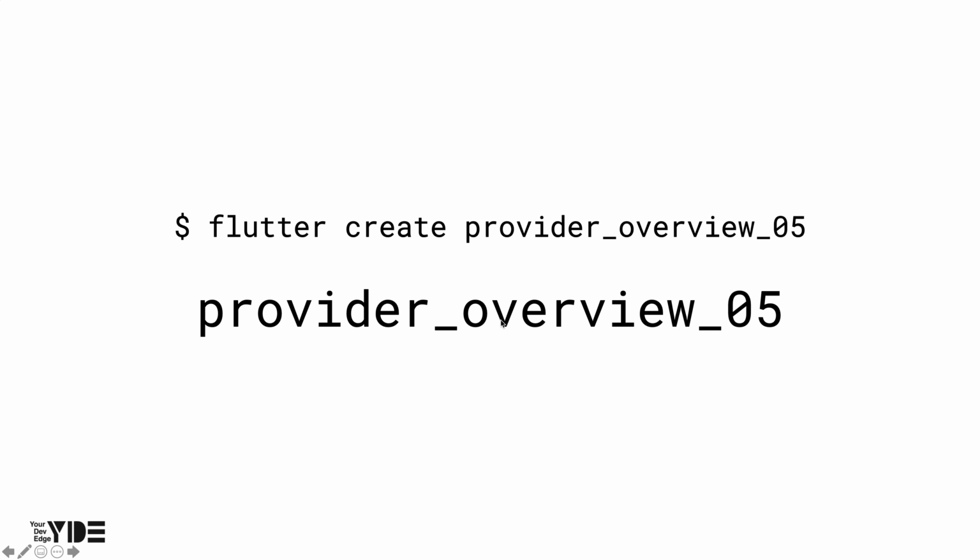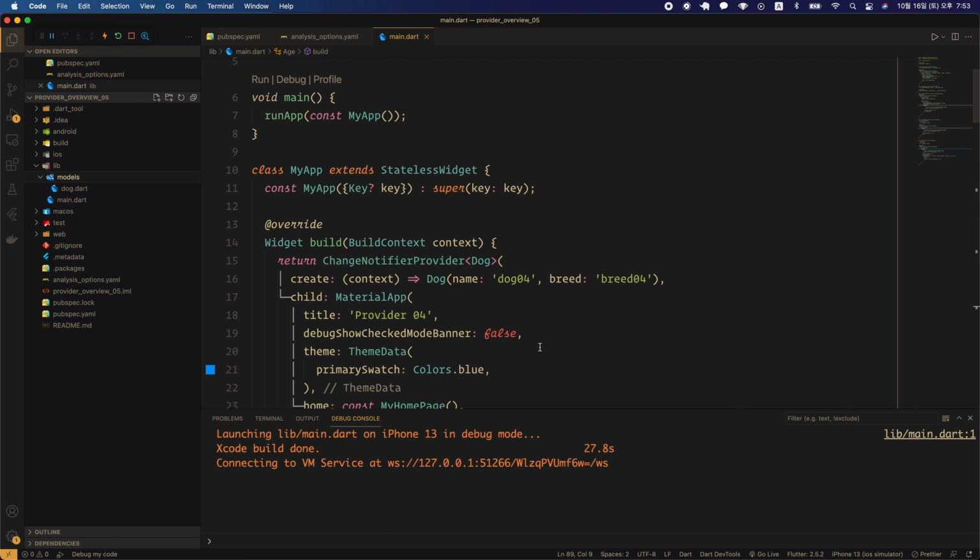The example we will cover this time is not very different from the Provider Overview 04 app. But let's create a new app and test extension methods. Let's start by creating an app called Provider Overview 05 and copy all the contents of Provider Overview 04. Let's modify the example we just made by using context.read, context.watch, and context.select.